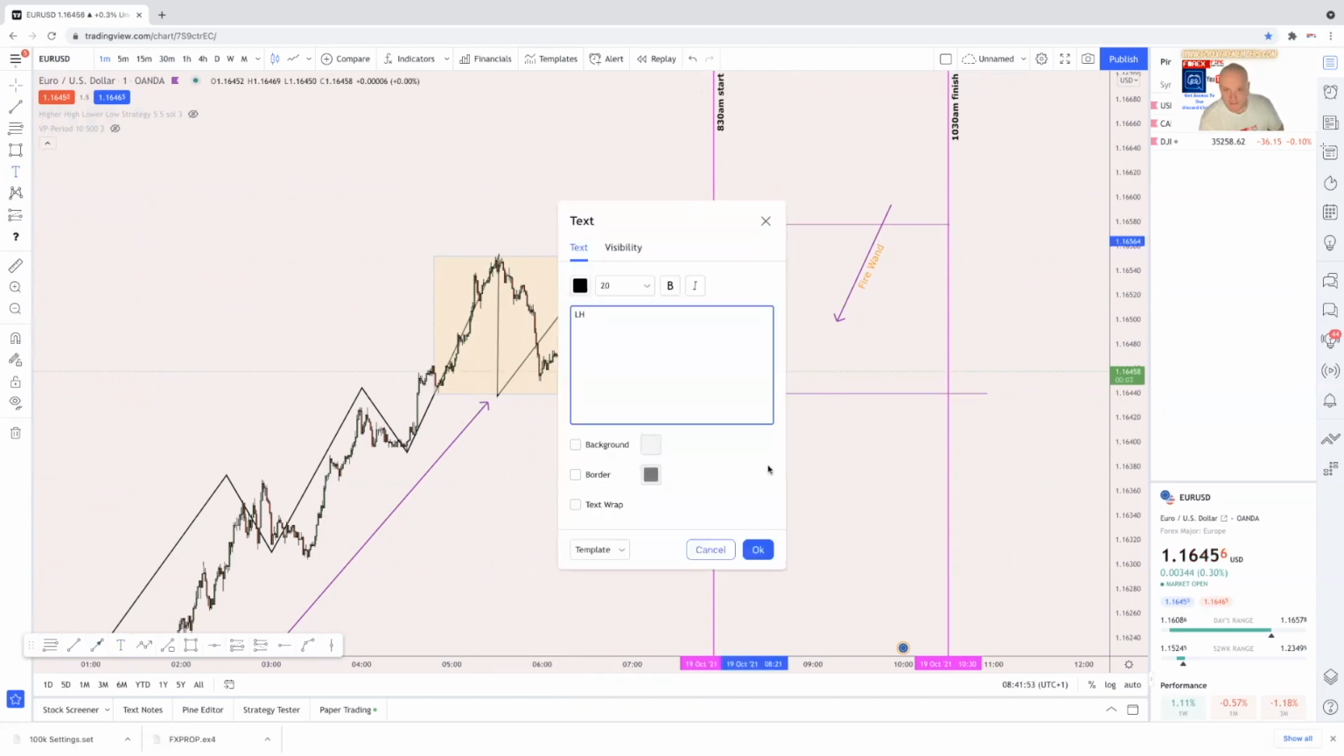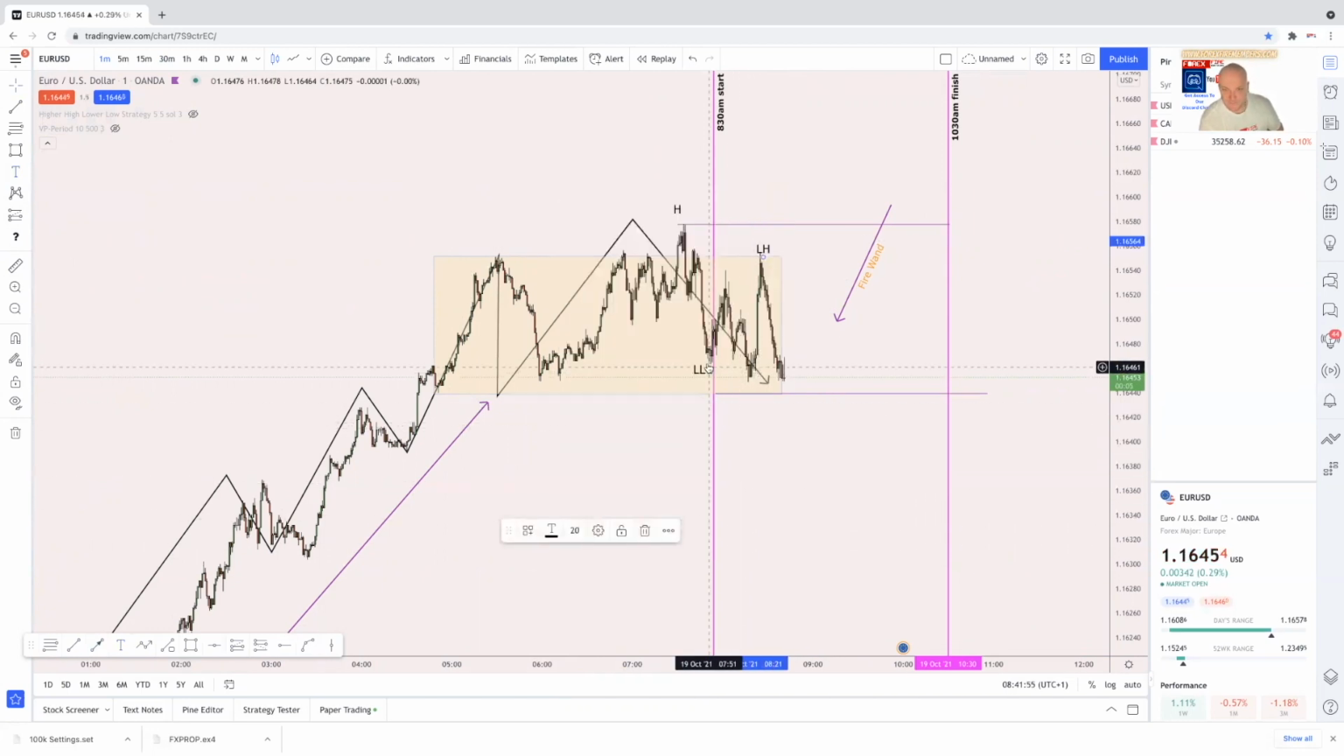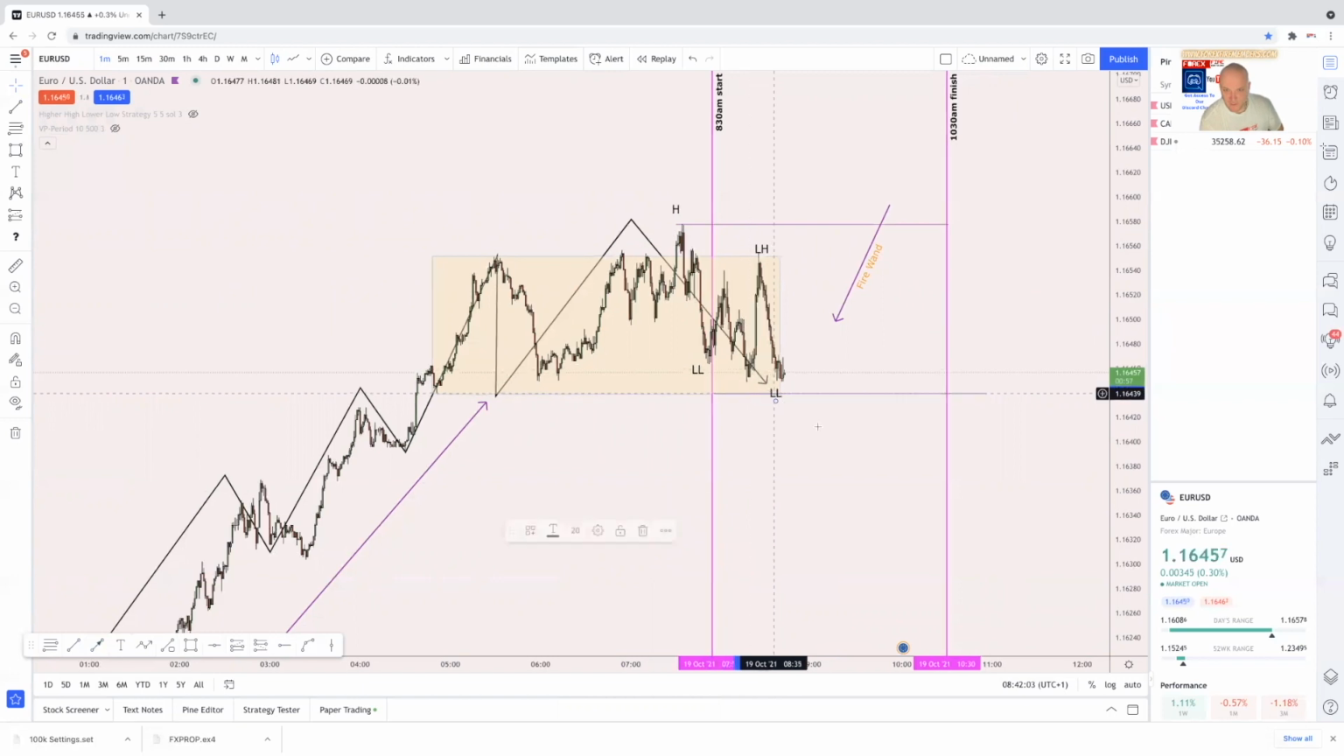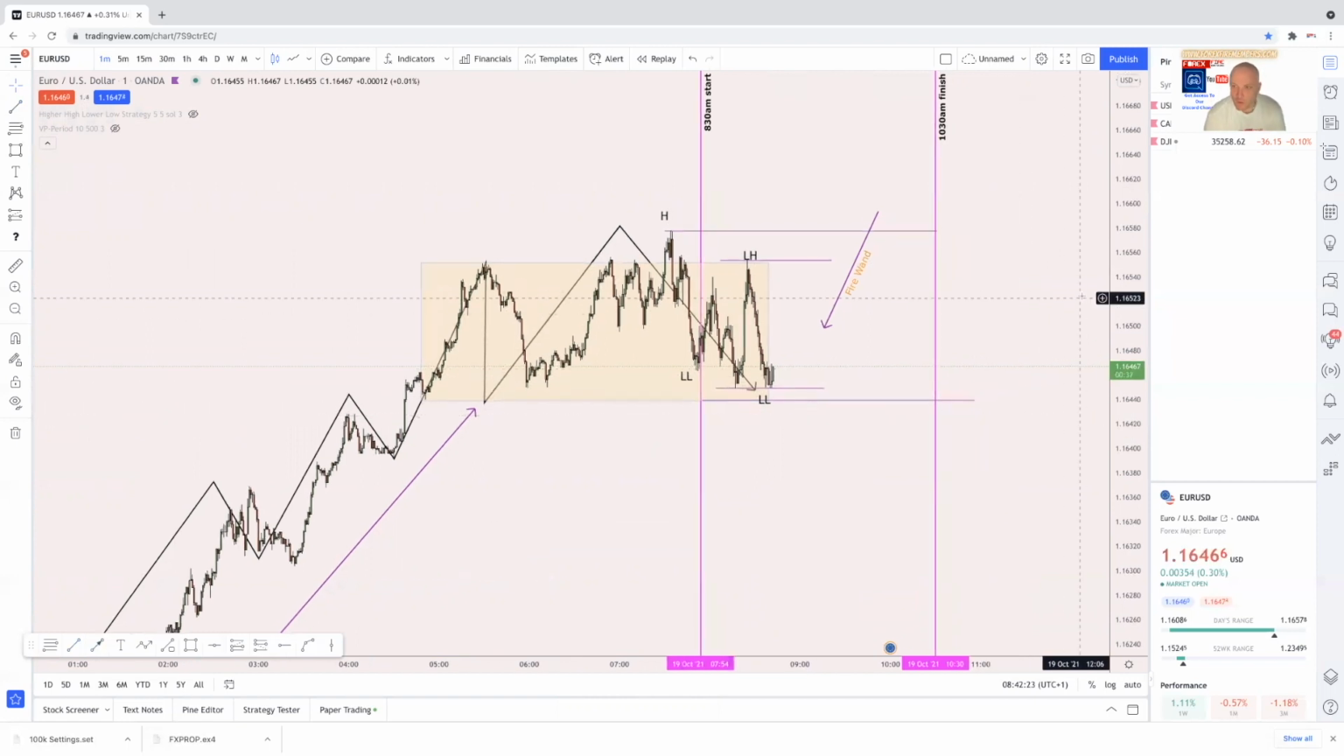Got a lower high. And then we've got a lower here. So we're stuck within a range, obviously, of course. And that range there. So that's the setup for the session at the moment.